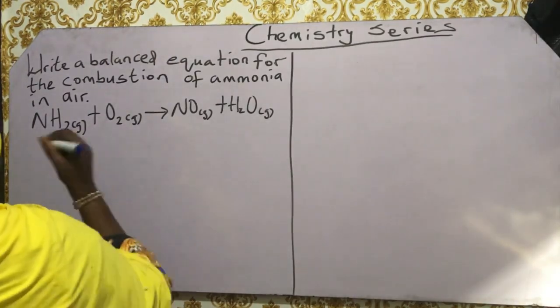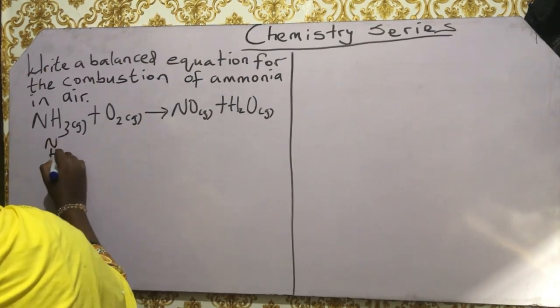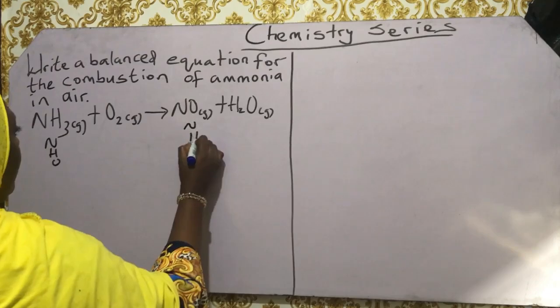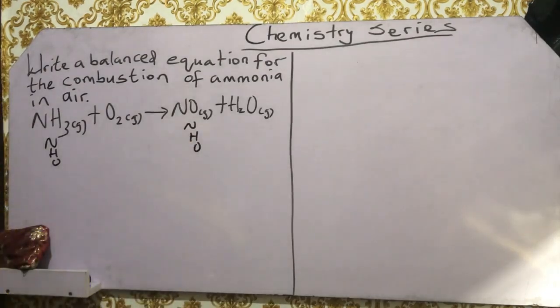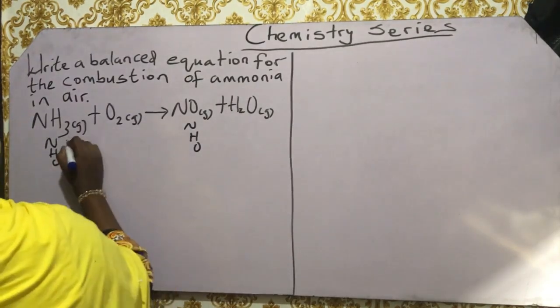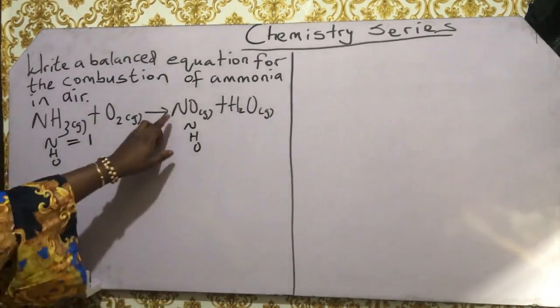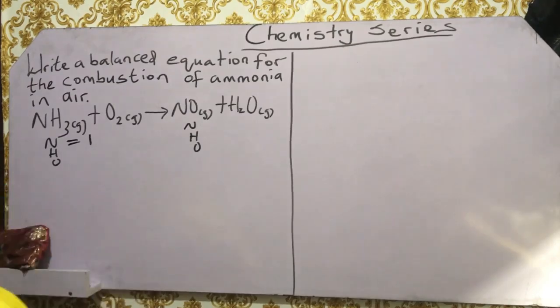So we have N, H, O. Now on the left side, we have just one molecule of ammonia, one atom of nitrogen. So one atom of nitrogen. On the right side, we have one atom of nitrogen.